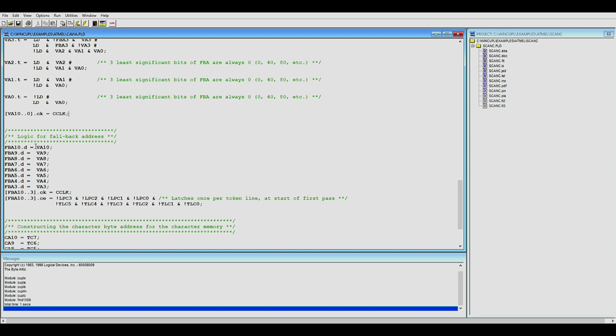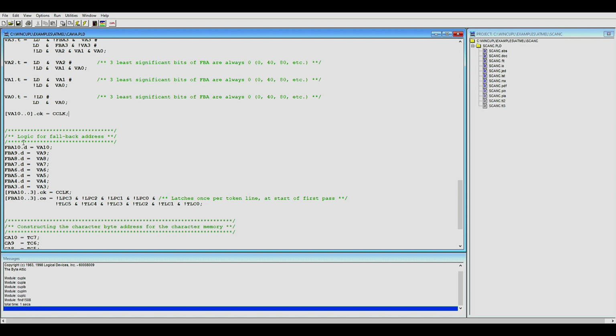Now we need a logic to store the fallback address, because the fallback address keeps changing depending on which token line you are in. If you're in the second token line, the fallback address is 40. If you are in the third token line, the fallback address is 80.